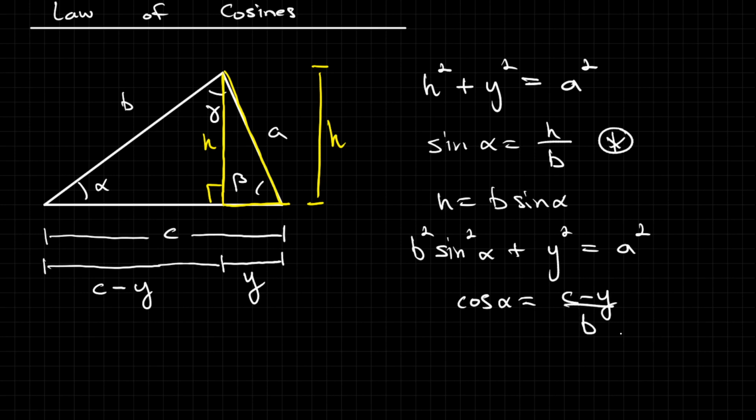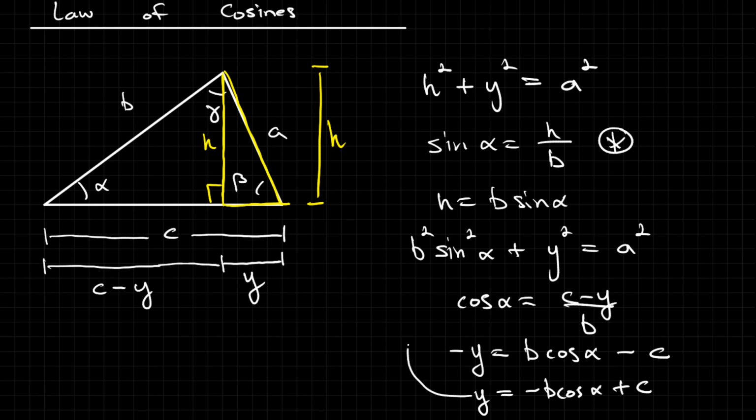And again, I wouldn't expect you to come up with this, but if you had this picture in front of you, you could tell me why cosine of alpha is c minus y over b. So that means I can multiply by b and subtract c, and I get b cosine alpha minus c equals negative y. I multiply by negative 1, and I get that y is negative b cosine alpha plus c. Now I've written y in terms of things that I know: b, alpha, and c.